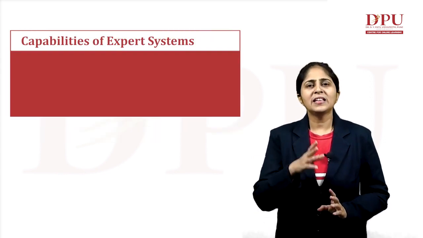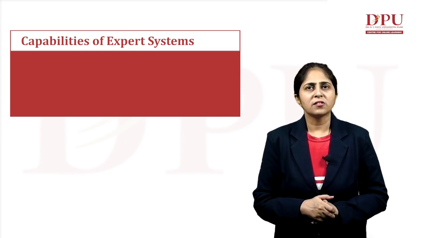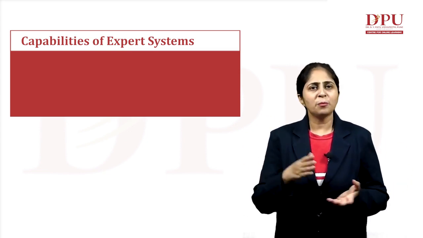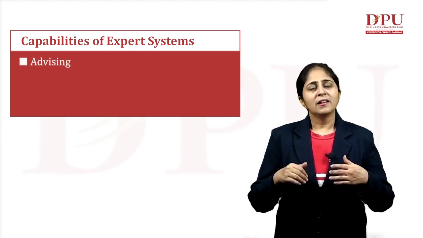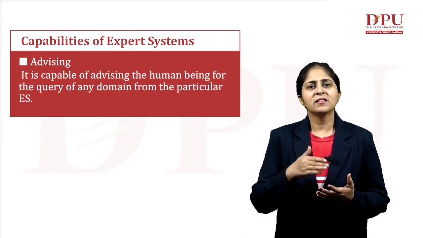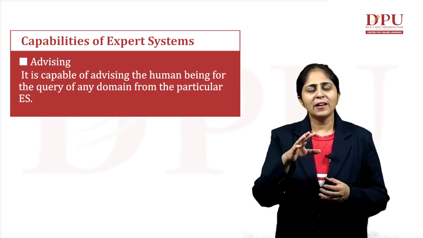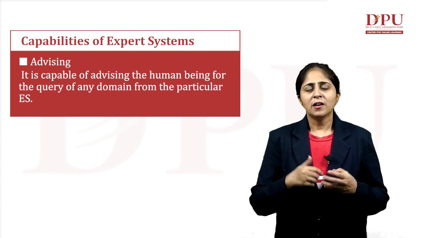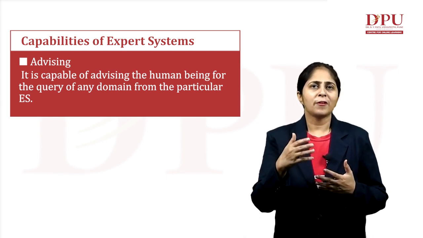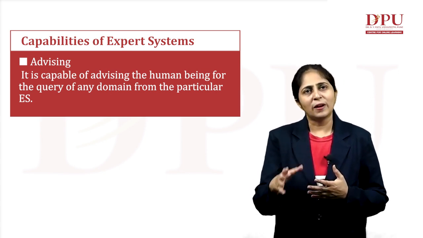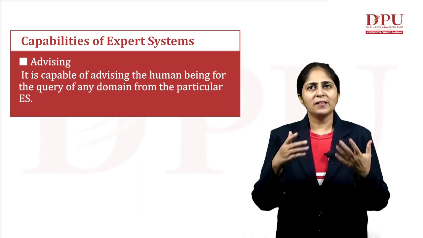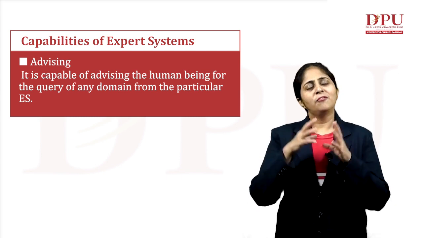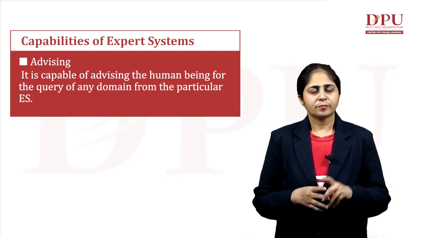Then talking about the capabilities of the expert system. What all can our expert system do? The very first capability is advising. It is capable of advising the human being for a query of any domain from a particular expert system.